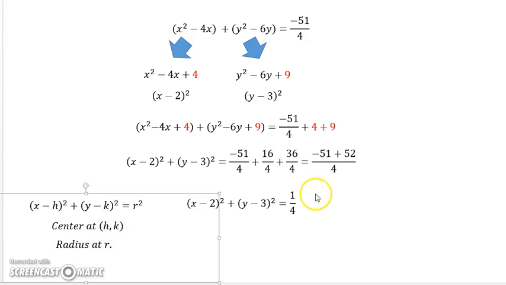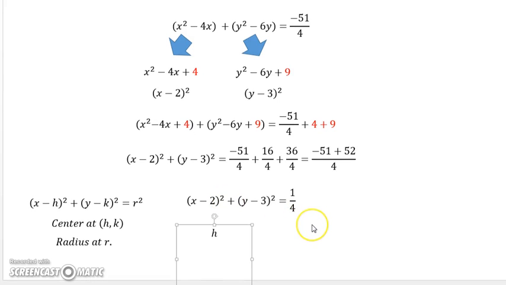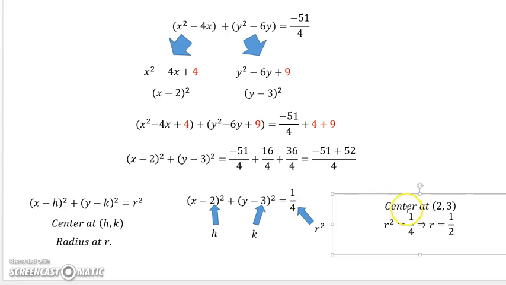So if you look back at our formula, my h value is 2 because I have a negative and a negative here. So my h value is just 2. My k value is going to be 3. And r squared is equal to 1 over 4. So we don't know the radius yet because r squared equals 1 over 4. So I'm going to find my center is at 2, 3, which is h and k.